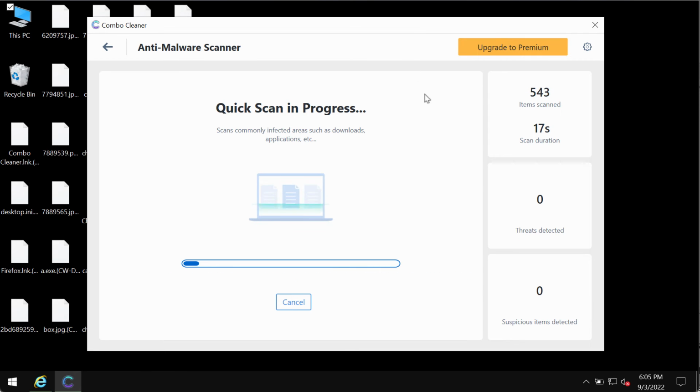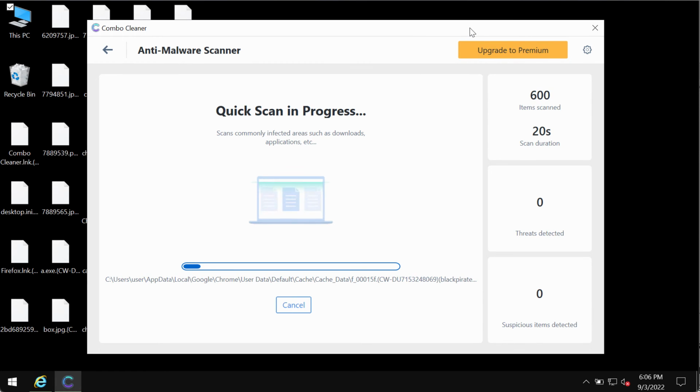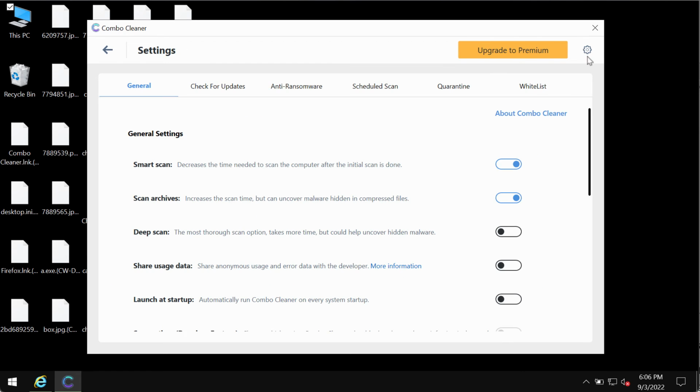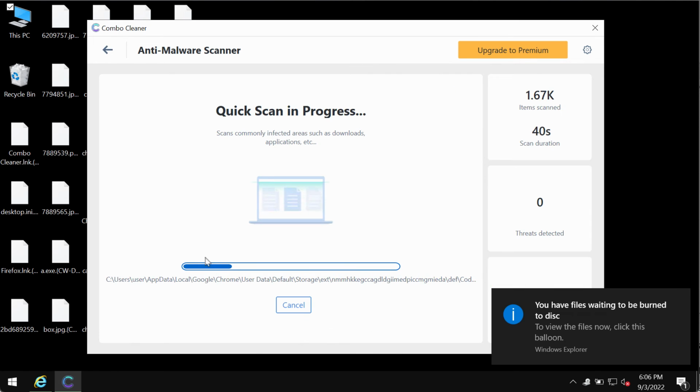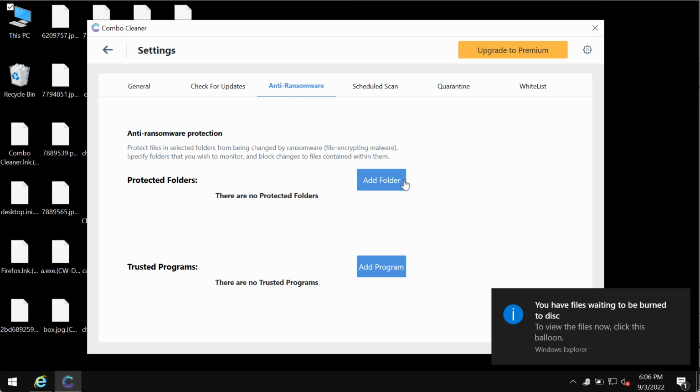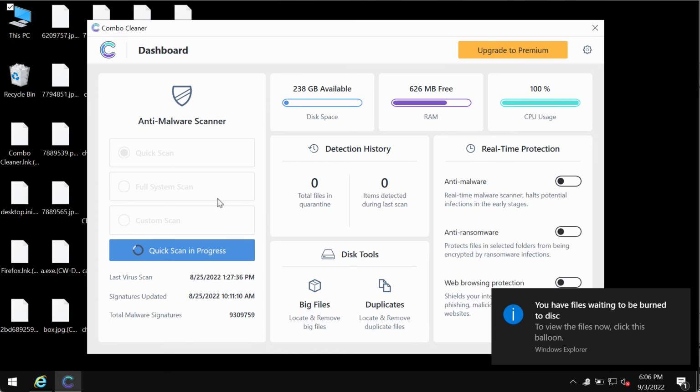The scanning by Combo Cleaner will take some time. It may depend on various factors, of course. While the scanning is taking place, please pay attention to the feature of Combo Cleaner called Anti-Ransomware. This feature allows you to add one or several folders on the system that will always be protected against ransomware attacks, but that feature is part of the premium license only.